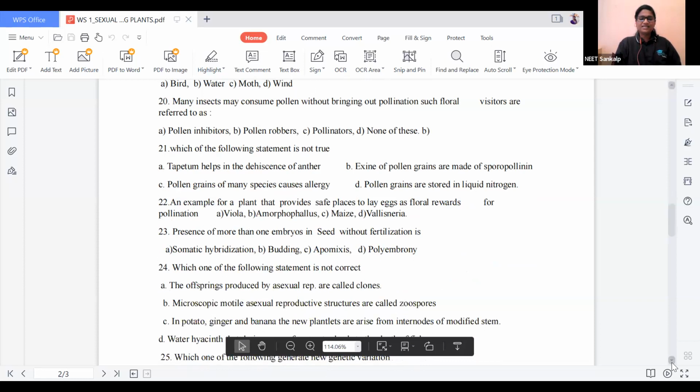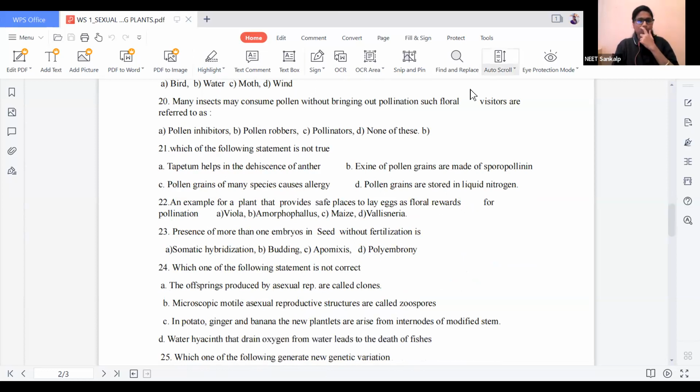23rd question. Presence of more than one embryo in the seed without fertilization is called: option A, somatic hybridization; option B, budding; option C, apomixis; option D, polyembryony. Many people mentioned option C, apomixis, in the worksheet. But the question asks about more than one embryo, so it is called polyembryony, not apomixis. Please read the definition of apomixis correctly. So option D, polyembryony, is the right answer.